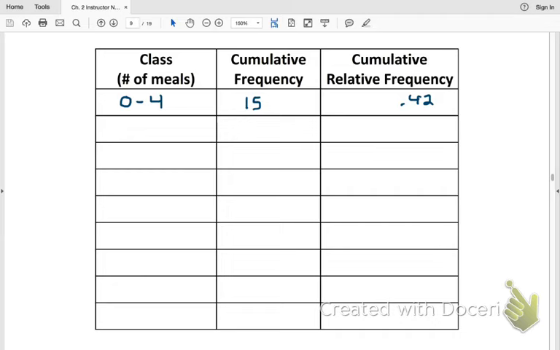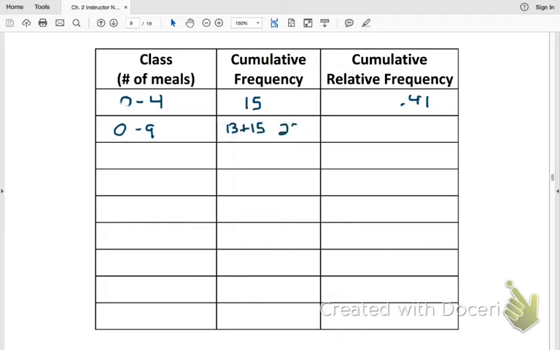Now, what we're going to do for the next class is it's not going to be from 5 to 9. It's going to be from 0 to 9. Which means, remember, from 5 to 9 I had 13, but I'm also going to add the 15 I had below to get a cumulative frequency of 28. So you can see what this is saying is, how many people had 9 or less fast food meals? How many had 4 or less fast food meals during the week?